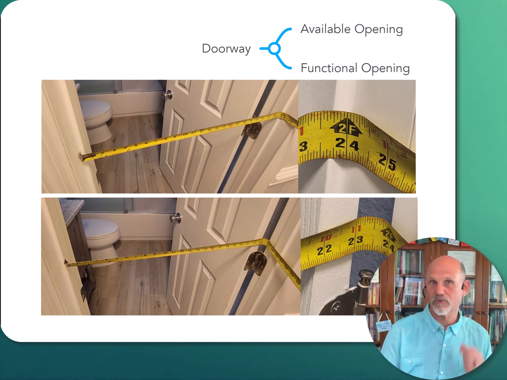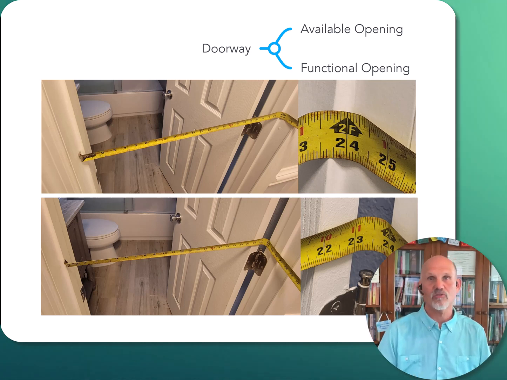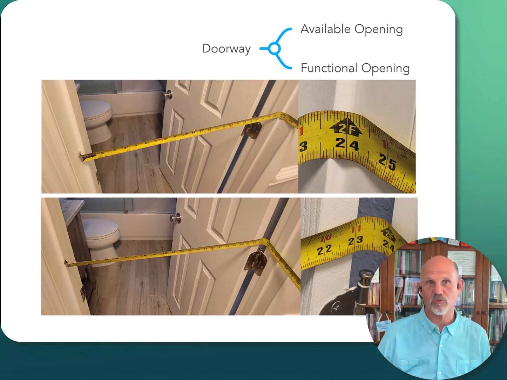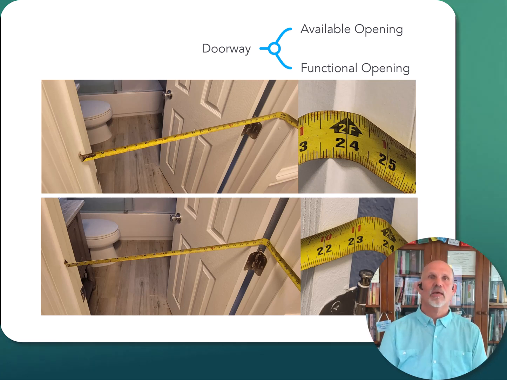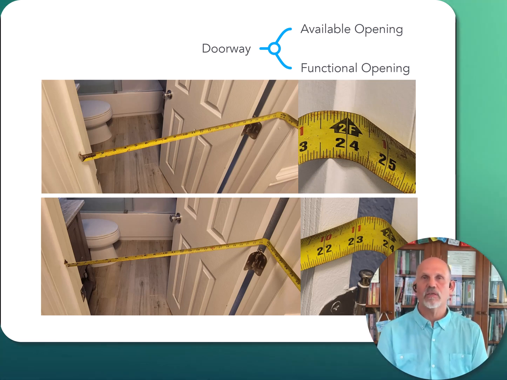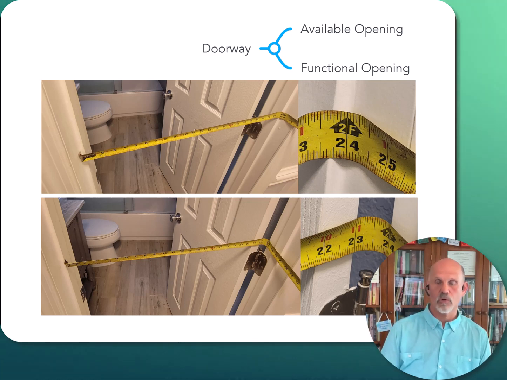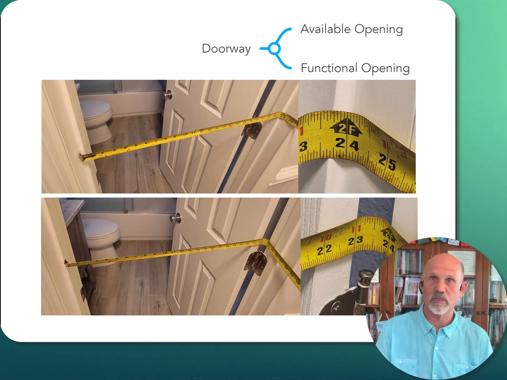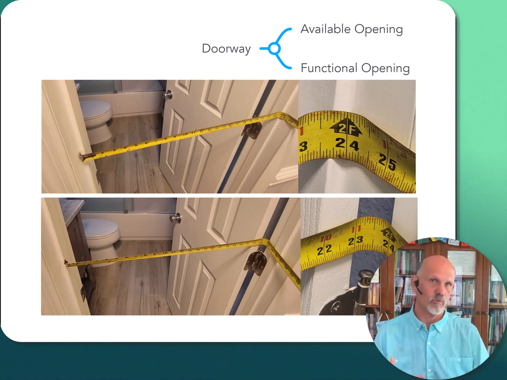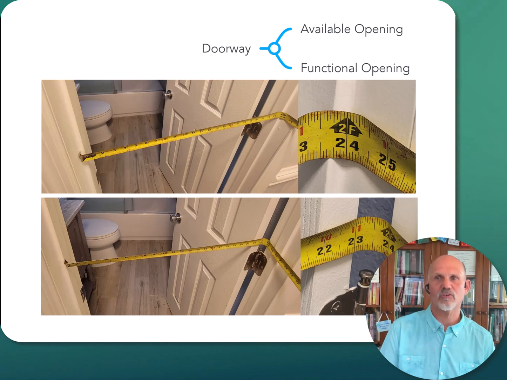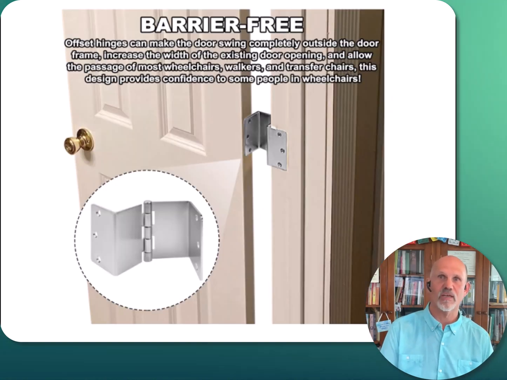Now, there's a couple of ways to fix this, right? One way is you could actually remove the door and put up a curtain. And in a lot of bathrooms will do that, especially if the patient's living alone and they can manage the curtain safely. That gives us the full available opening of the door. And sometimes that 2 inches is all they need to get a walker in safely or to get a wheelchair in safely.